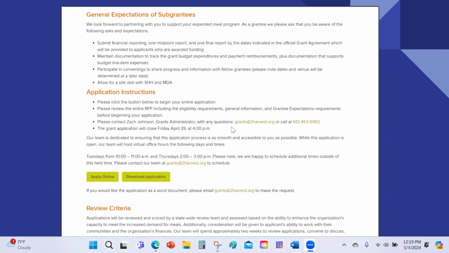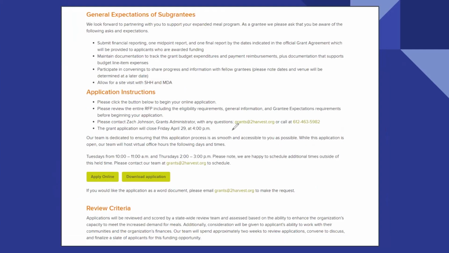I want to draw your attention right here, though. I'm going to actually even draw a little line. Right here is the program officer, right? Remember, we talked about that as a key term. A program officer is someone at the funder who can talk to us and answer questions prior to applying about the application.